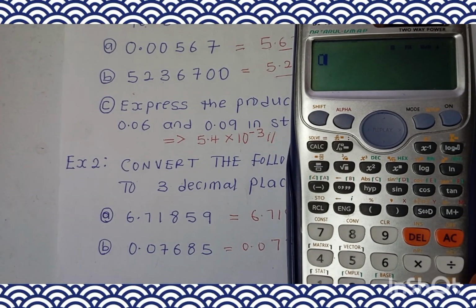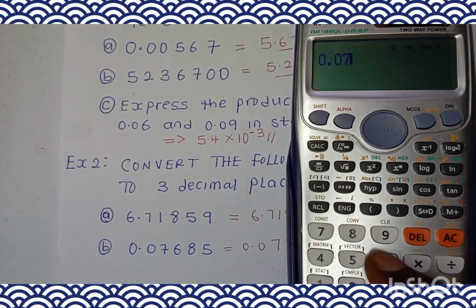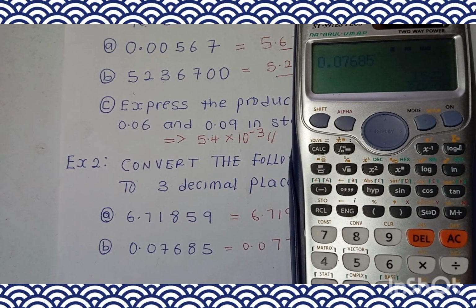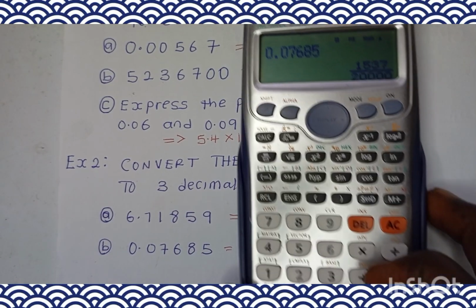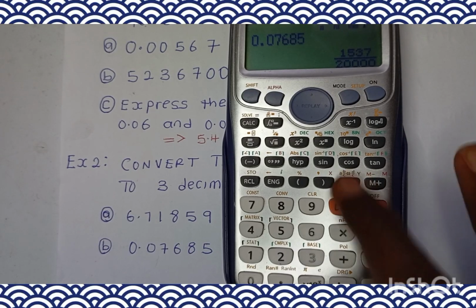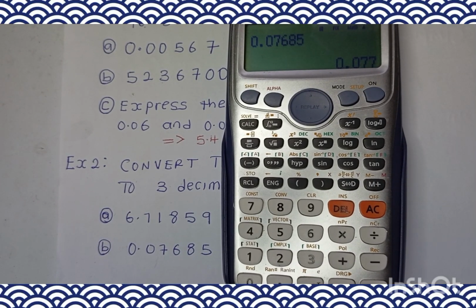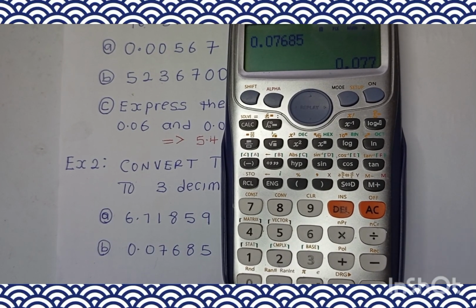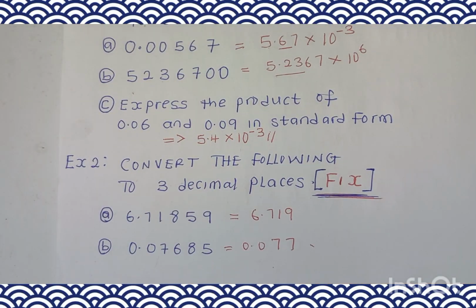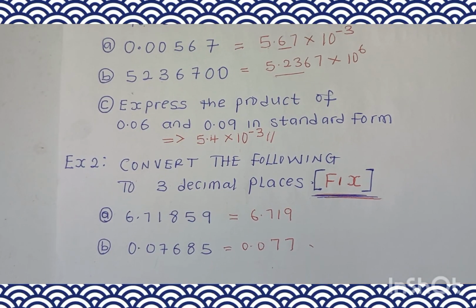I just have to type 0.07685 equal to, then it gives me a fraction, so I go for the SD button to change it. That's 0.077.